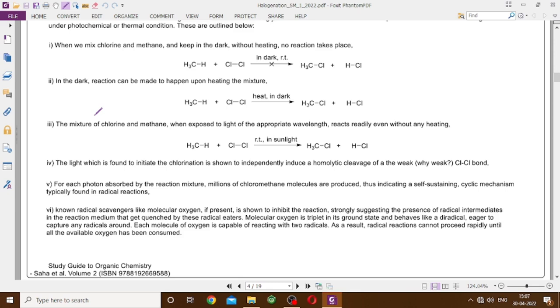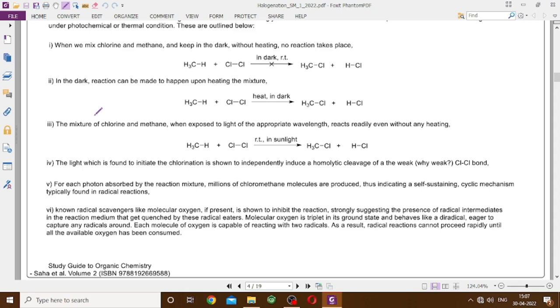The light that you are using to trigger the reaction has been shown independently to cleave the chlorine molecule into two chlorine radicals. So here is your first clue that the photochemically triggered reaction depends upon the wavelength, and that wavelength has been found to cleave chlorine into two chlorine radicals. So in this reaction, it is also expected that the chlorine is getting cleaved into two chlorine radicals by a homolytic process. For each photon that has been absorbed in the reaction mixture, there are millions and millions of chloromethane molecules being produced.